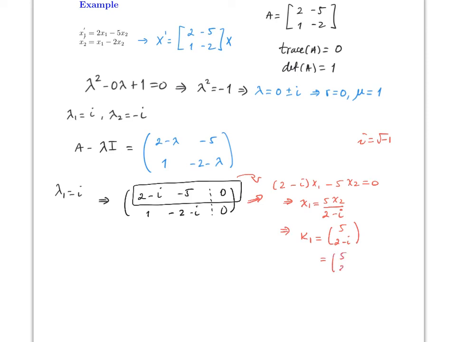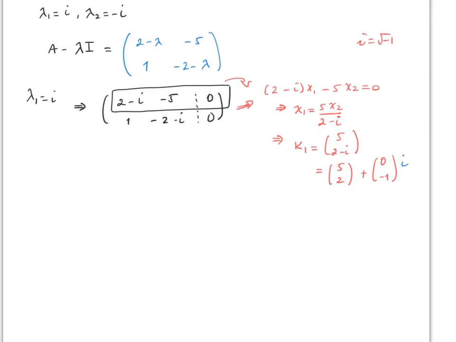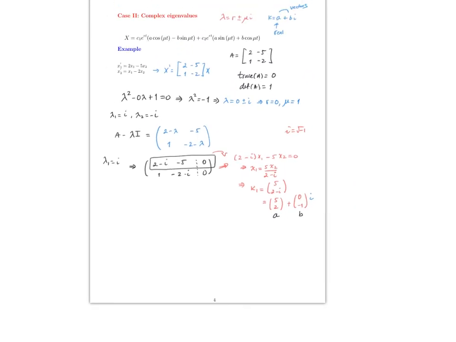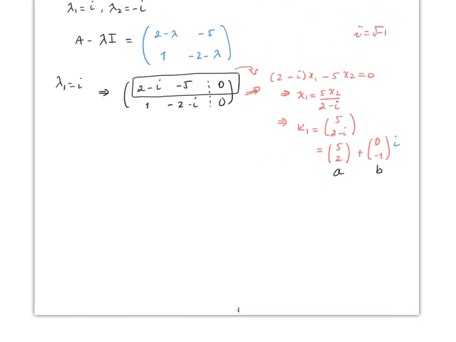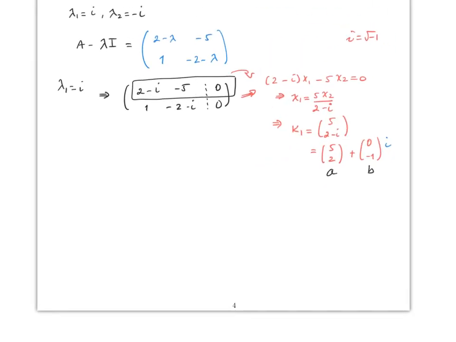So now you break it into the real part and the imaginary part. This will be [5, 2] plus [0, -1] i. This is the vector a, and this is the vector b. So then the next thing you do is just plug it into the equation, into this one.